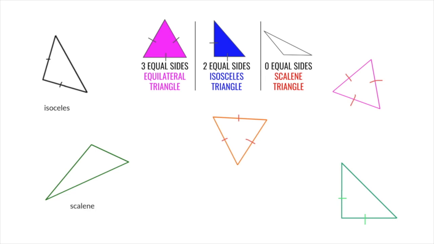The triangle in the center has 3 equal sides, so we call that equilateral. The pink triangle on the top has 3 equal sides as well, so that would be equilateral too. The green triangle on the bottom has 2 equal sides, so we would call that isosceles.